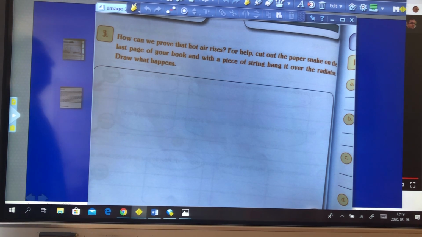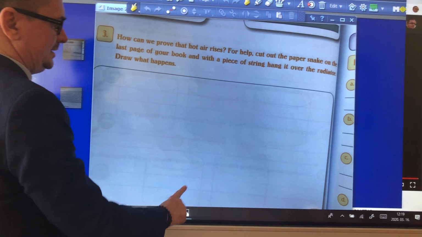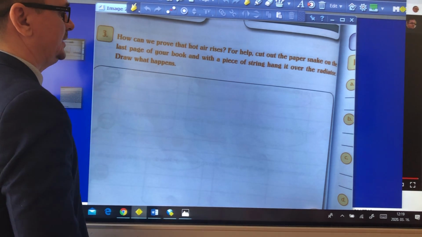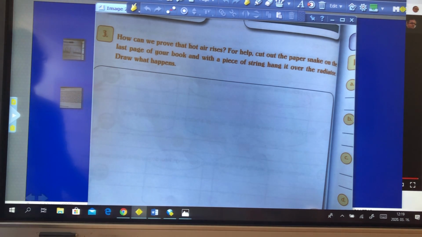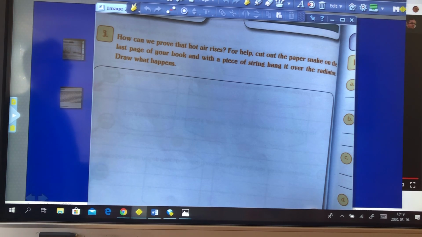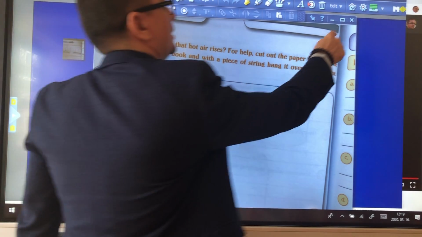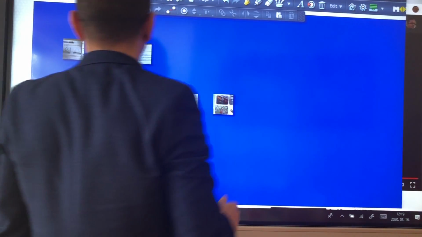For help, cut out the paper snake on the last page of your book, and with a piece of string, hang it over the radiator or heater. Draw what happens. So please draw here that stick with the paper snake around it, and it can move around as heat flies up, and we can prove that actually hot air is lighter and it expands. It's lighter than cold air.